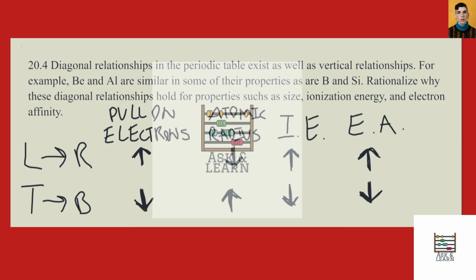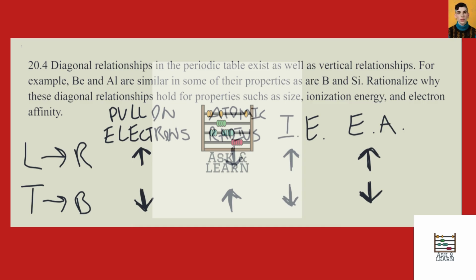So now let's talk about when we go from top to bottom on the periodic table. As we descend a column in the periodic table, we're adding an additional shell of electrons. Our valence shell is further away from the nucleus, and you have more electrons between your valence electrons and the nucleus. So because of that increased shielding, the pull on electrons decreases as you go from top to bottom. And because you have less of a pull on your valence electrons, they're further away from the nucleus. So your atomic radius increases as you descend the periodic table.